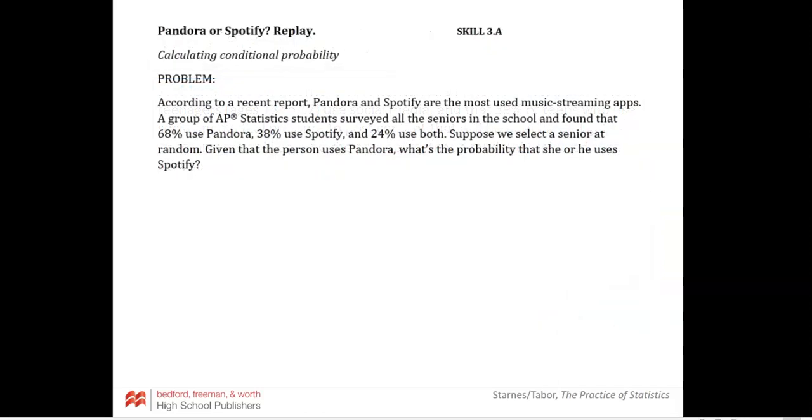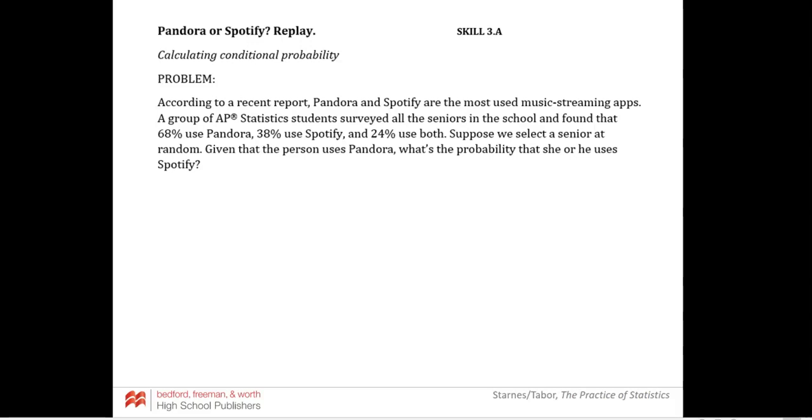Let's try a few problems, make sure you're getting today's lesson. According to a recent report, Pandora and Spotify are the most used music streaming apps. A group of AP students surveyed all seniors in high school and found that 68%, we've seen stats like this before. Okay, so suppose we select a senior at random. Given that the person uses Pandora, that's 38%. Of those folks, what's the probability that she uses Spotify?